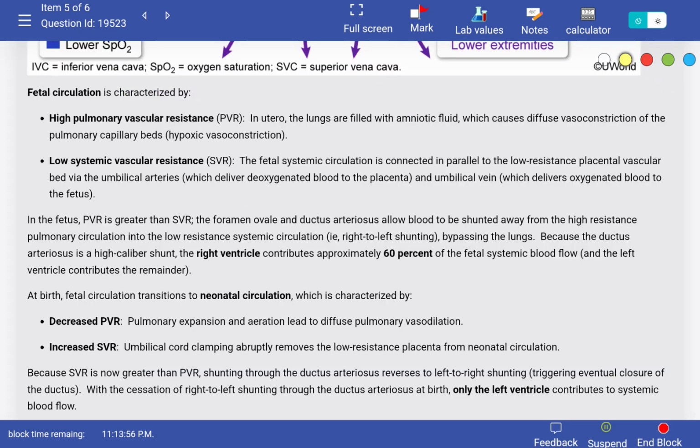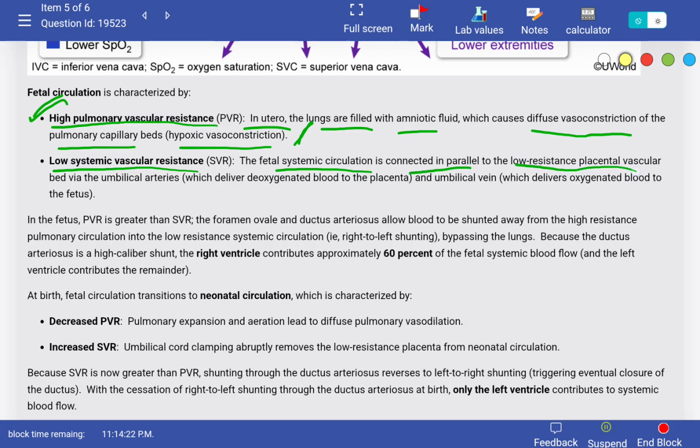As we know, fetal circulation is characterized by high pulmonary vascular resistance, so that blood shouldn't go to the lungs, right? In utero, the lungs are filled with amniotic fluid, which causes diffuse vasoconstriction of the pulmonary capillary beds, hypoxic vasoconstriction, right? And there is low SVR. Why? Because the fetal systemic circulation is connected in parallel to the low resistance placental vascular bed via the umbilical arteries, which deliver deoxygenated blood to the placenta, and an umbilical vein which delivers oxygenated blood to the fetus. So in the fetus, PVR is greater than SVR.